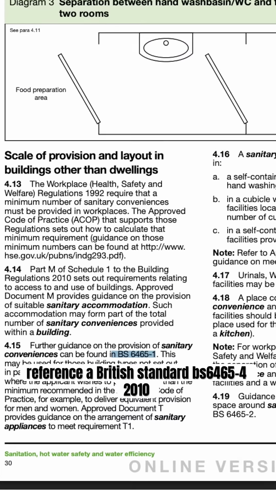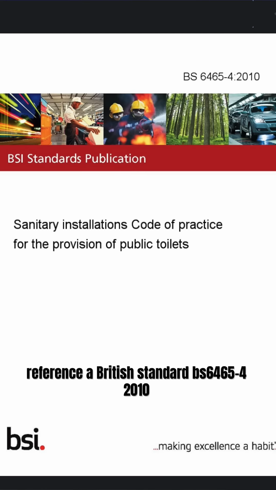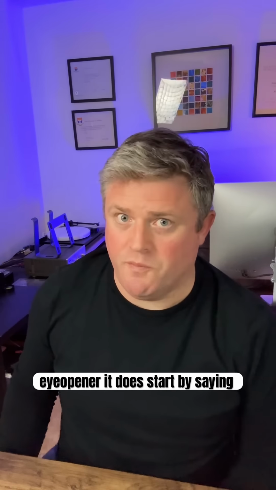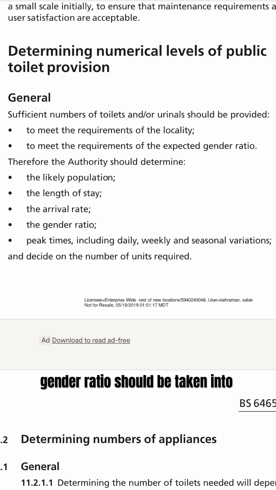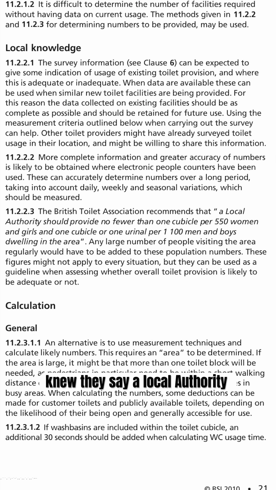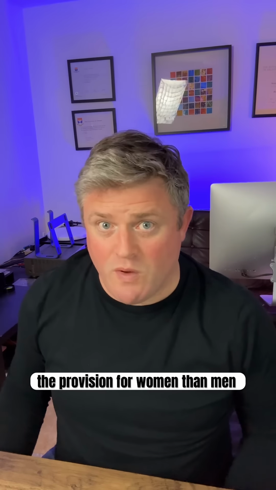Instead, they reference a British standard, BS 6465-4 2010. After a bit more searching, I found the document and it's an eye-opener. It does start by saying gender ratio should be taken into consideration, but it goes on to reference the British Toilet Association. Who knew? They say a local authority should provide no fewer than one cubicle per 550 women and girls, and one cubicle or urinal per 1,100 men or boys, so twice the provision for women than men.